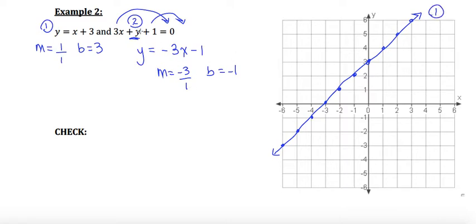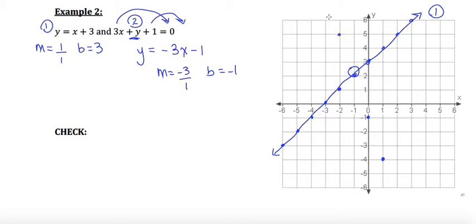So now I'm going to graph my second equation. So I have a y-intercept at negative 1. My slope is negative 3 over 1, so it means I go down 3, 1, 2, 3, over 1. I can't go down any further, so now I'm going to go up. So 1, 2, 3 over 1. Look at that. There's my point of intersection right here. And then go up 3 over 1.